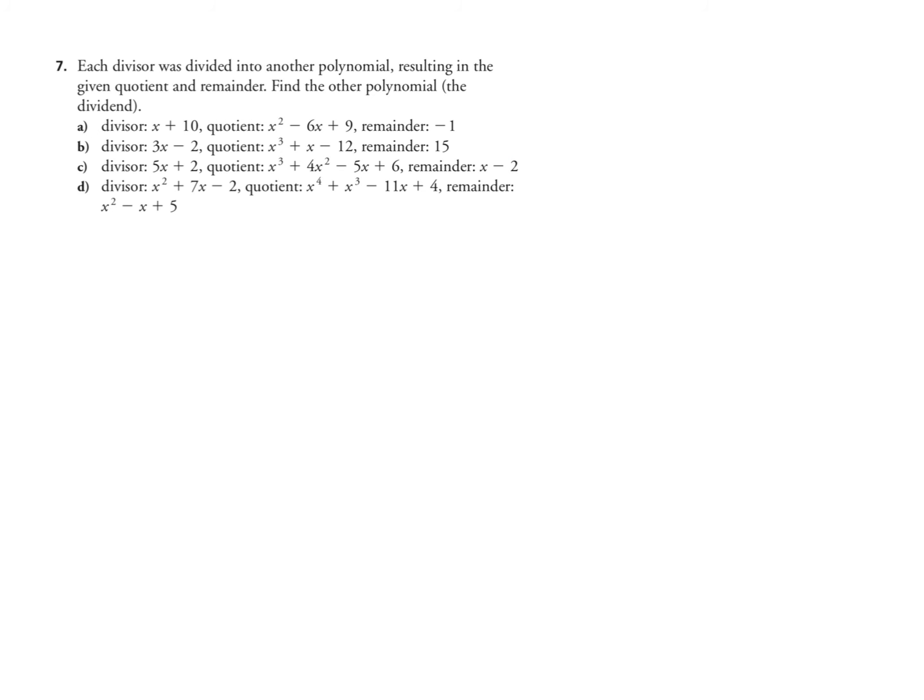All right, each divisor was divided into another polynomial resulting in the given quotient and remainder. Find the other polynomial, the dividend. We've already done this a couple of questions ago. Let's go A. We're basically saying what divided by x plus 10 equals x squared minus 6x plus 9 plus negative 1 over x plus 10.